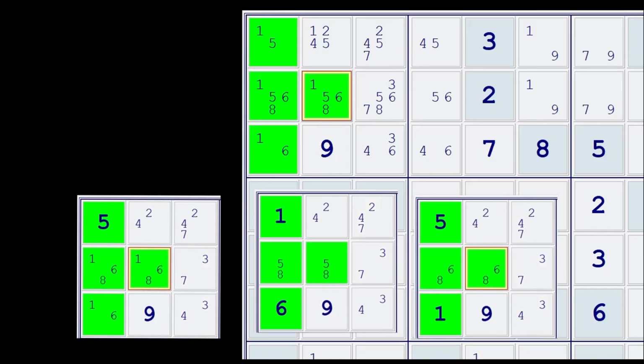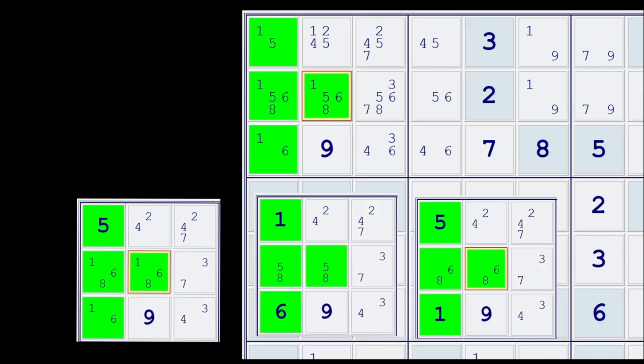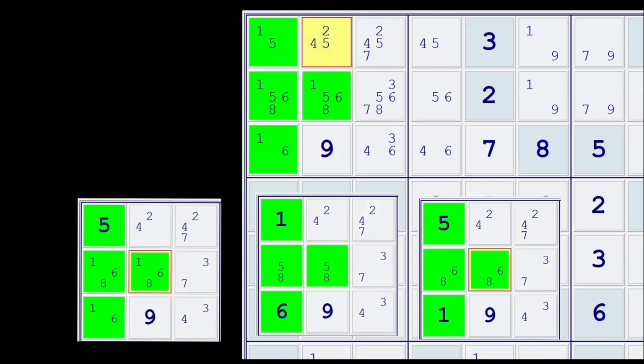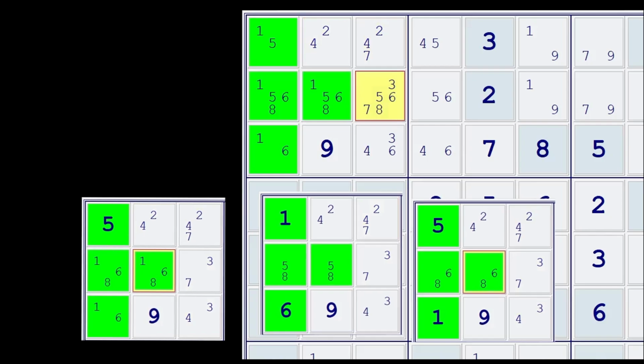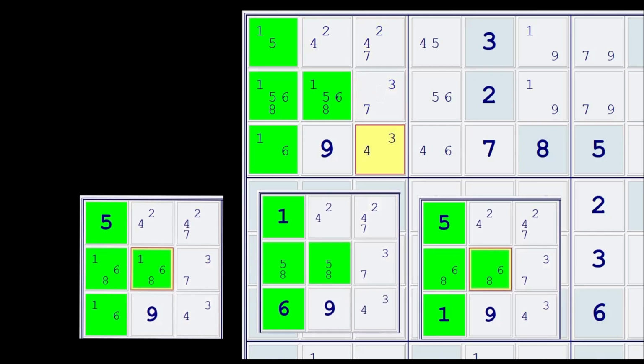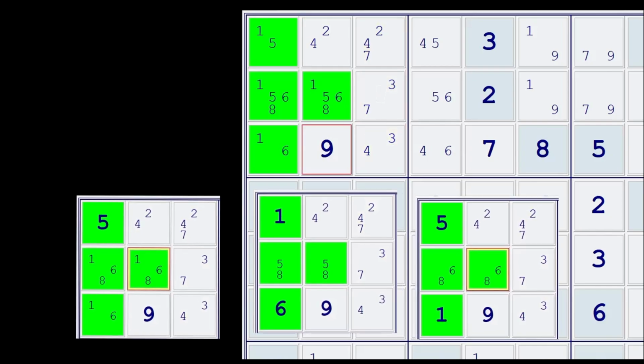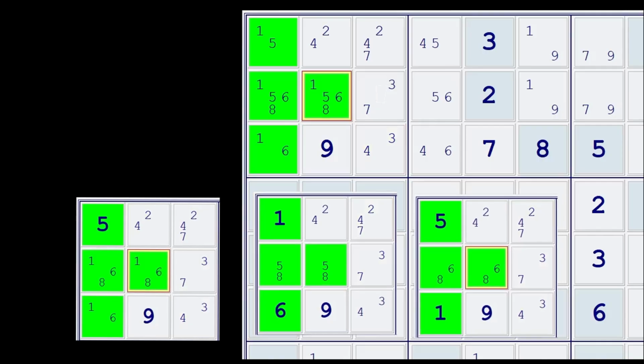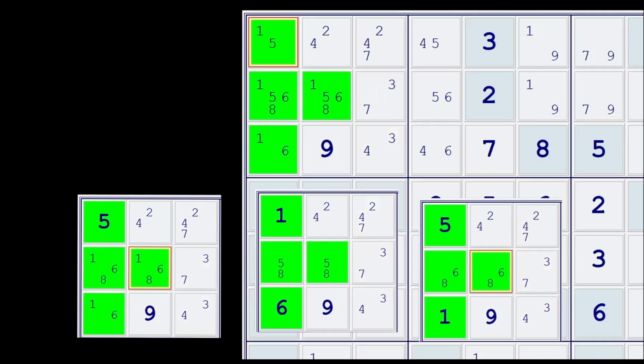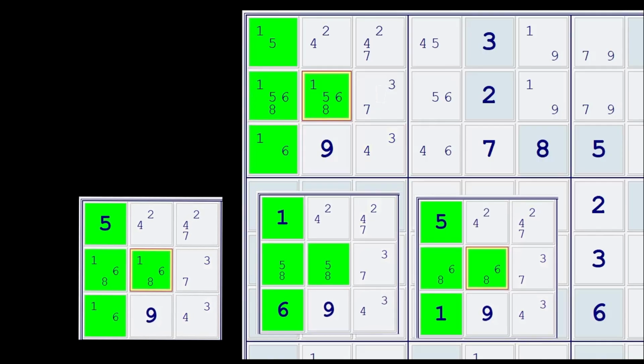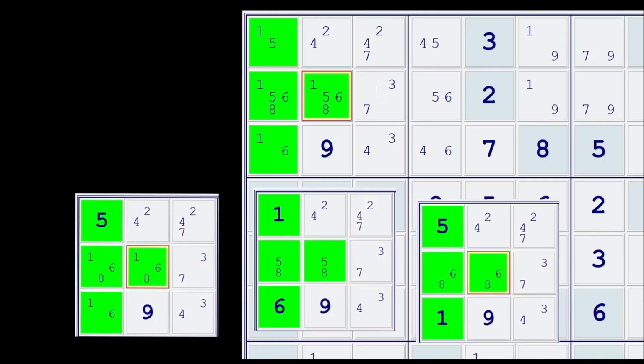In every scenario, we always erase all the candidates 1, 5, 6, and 8 from the other cells that share this box, because the numbers 1, 5, 6, and 8 are already reserved for this quadruple. That is precisely the theory behind quadruples, but so that you understand it better, I am going to show you another example.